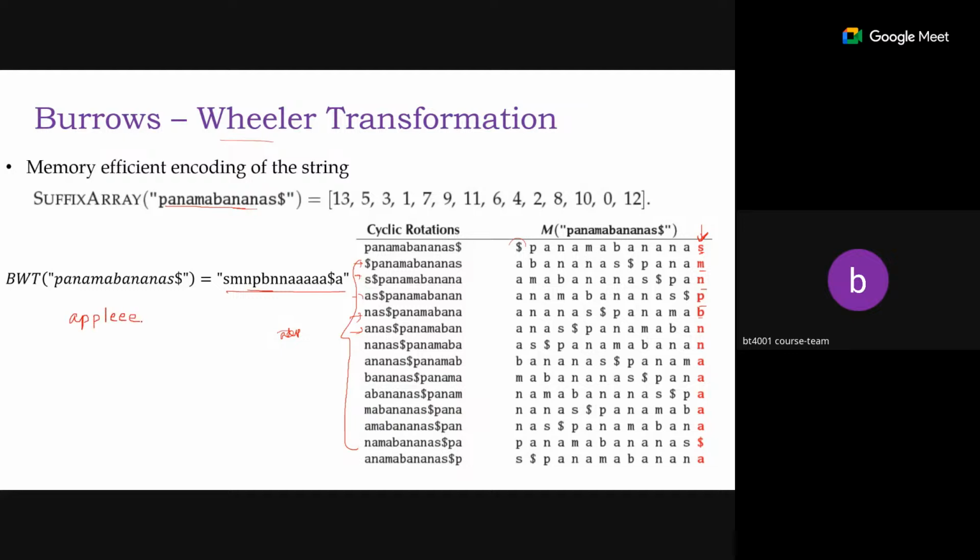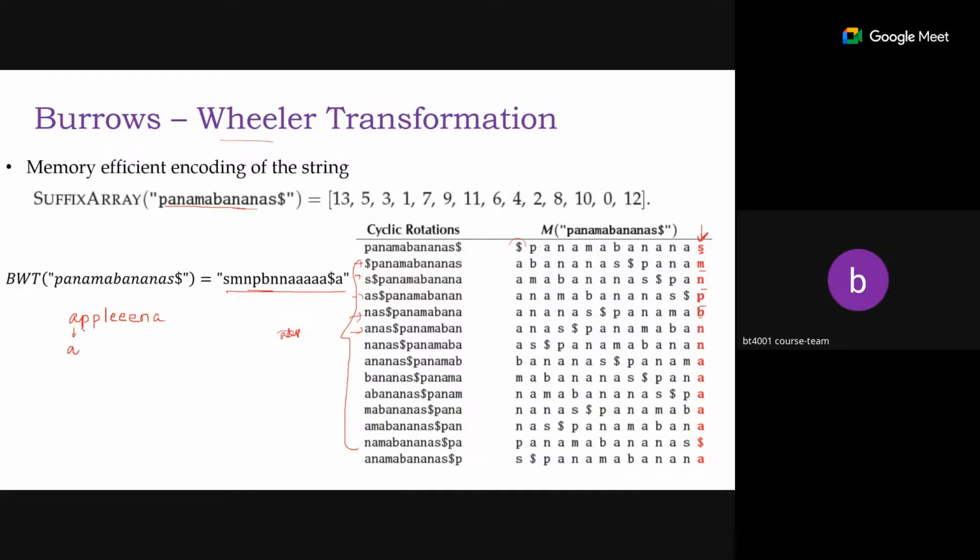Let's say we are having this string, APPLEENA, and we want to encode it using another method. There is another encoding method called run length encoding. What it does is it takes the first character A and then sees what the next character is.